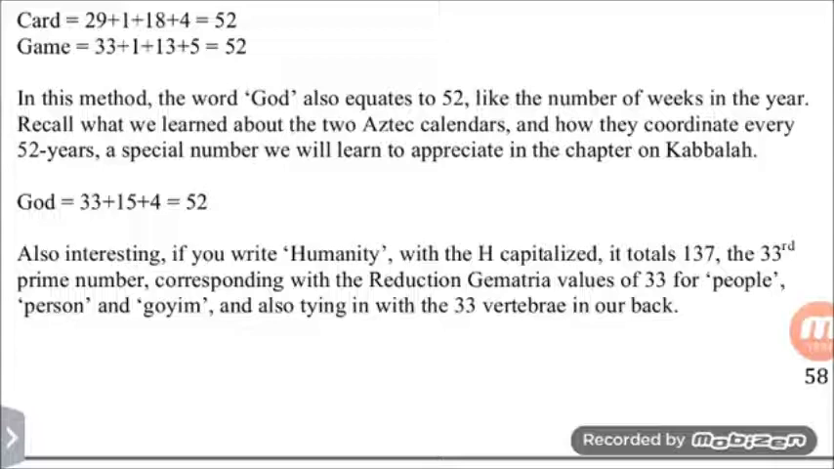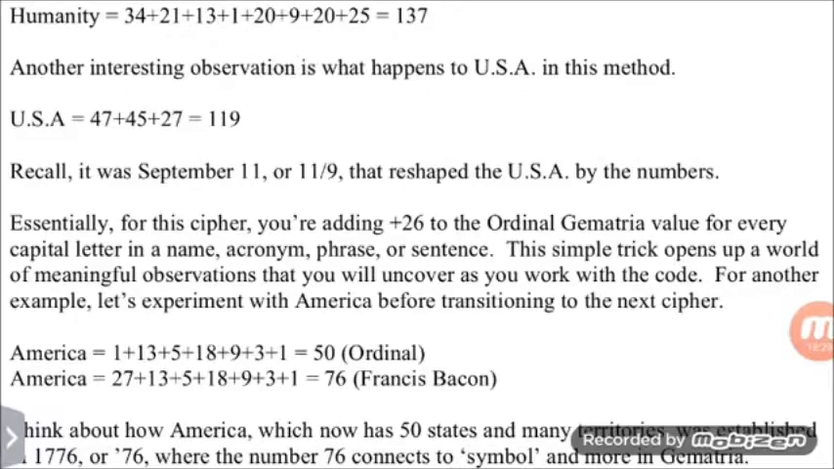Also interesting, if you write humanity with the H capitalized, it totals 137, the 33rd prime number, corresponding with the reduction gematria values of 33 for people, person, and goyim, and also tying in with the 33 vertebrae in our back. Humanity equals 34 plus 21 plus 13 plus 1 plus 20 plus 9 plus 20 plus 25 equals 137.